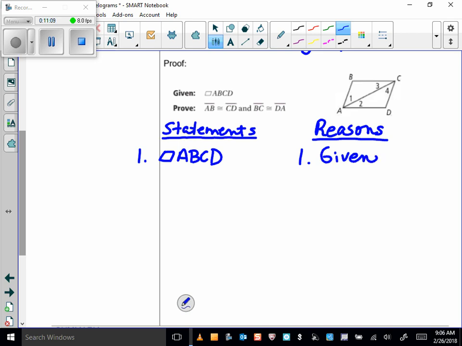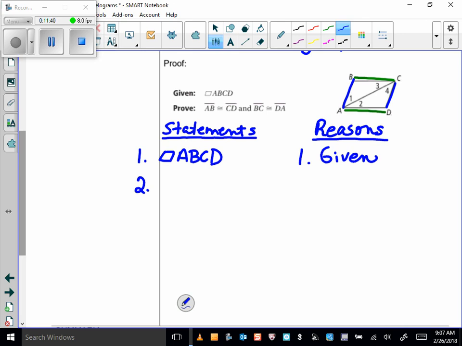And what am I trying to prove? I'm trying to prove that AB is congruent to CD and that BC is congruent to DA. So I'm trying to prove the theorem that says if a quadrilateral is a parallelogram, then the opposite sides are congruent. So of course I can't use that theorem because I'm proving a theorem, but let's see what we know here. What do we know by the definition of parallelogram?